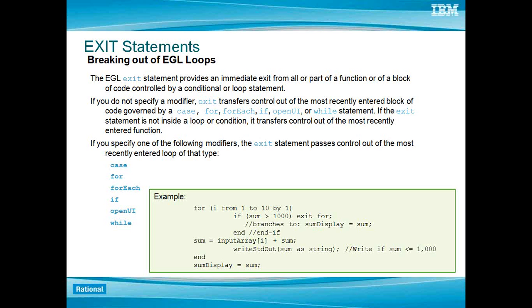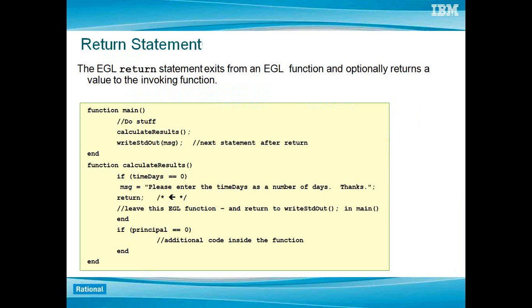Here we have an example given for the for loop. Based on the condition mentioned inside of the if block, if sum is greater than 1000, then it will exit the for loop, and it will execute the command that is immediately mentioned after the for block.